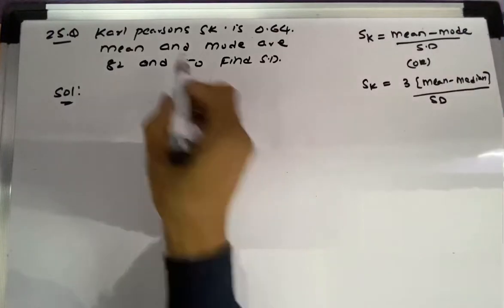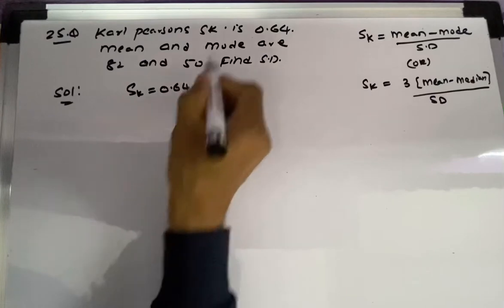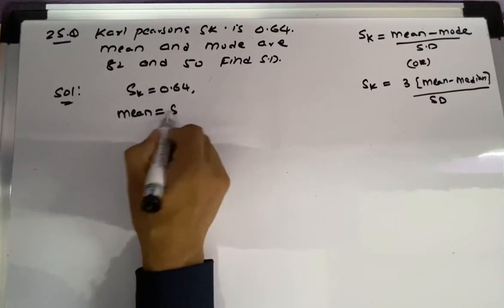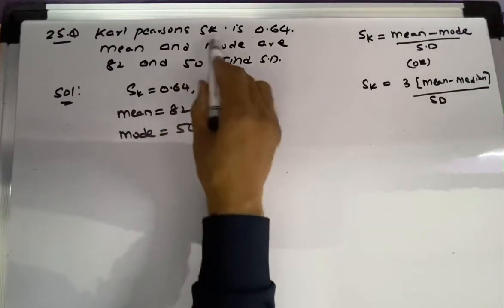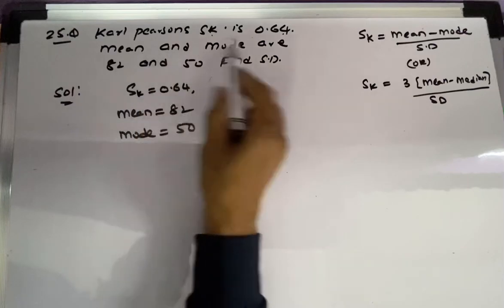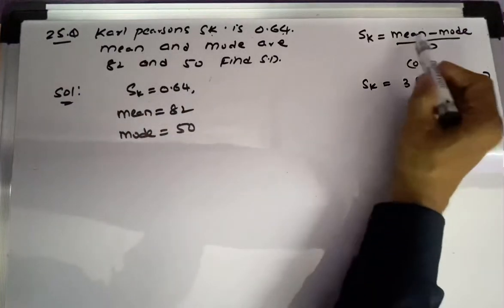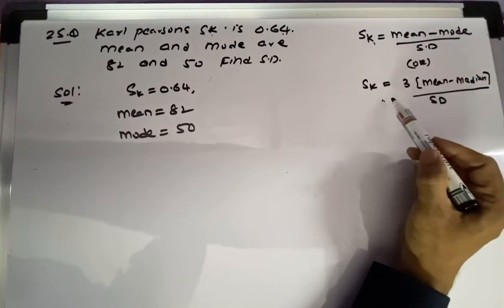Now we have to check. Skewness is given to us. Skewness is 0.64. Mean and mode: the first value represents the mean, and the second value represents the mode. What is given? Skewness is 0.64, mean and mode. Now what formula do we have to use? Mean, mode, and skewness are common in this one. If mean and median were given to you, that time we would use the other formula.